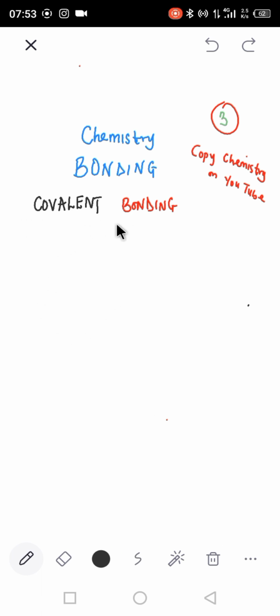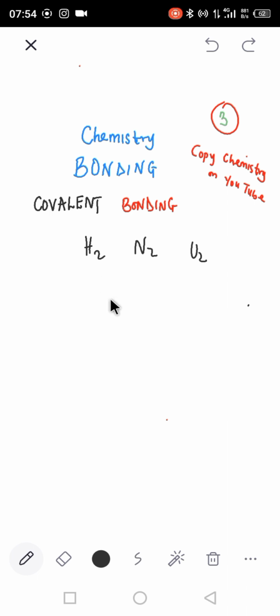Right, let's get into it. Covalent bonding. Ionic bonding involves complete transfer of electrons, and covalent bonding involves sharing of electrons. So we're sharing electrons here. And remember, this covalent bonding happens in molecules like H2, N2, O2.